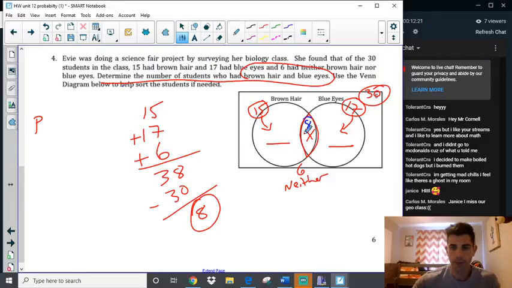Right there, 8. Now, if I wanted to, I could always do the math. Remember, 15 minus 8, 7 can go here. 17 minus 8, and then the 9 could go there. So that would say 7 students only had brown hair, 9 students only had blue eyes, 8 have brown hair and blue eyes, and 6 are neither. And that would all give you my 30.